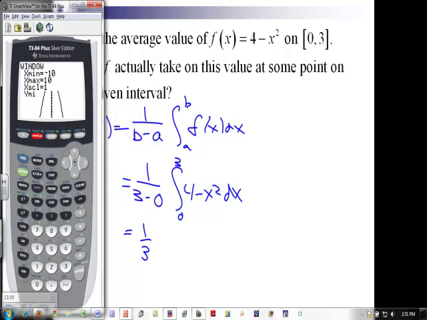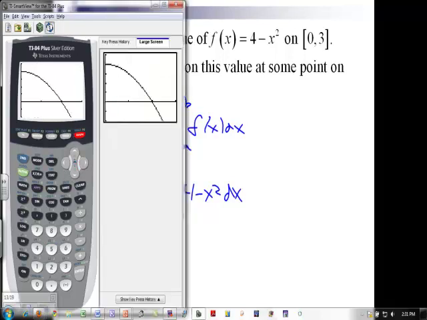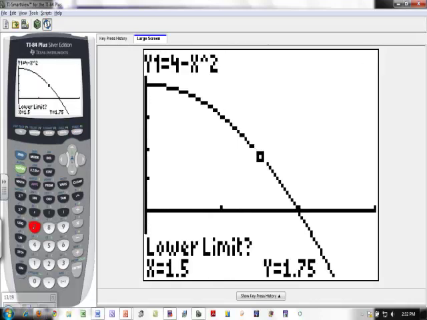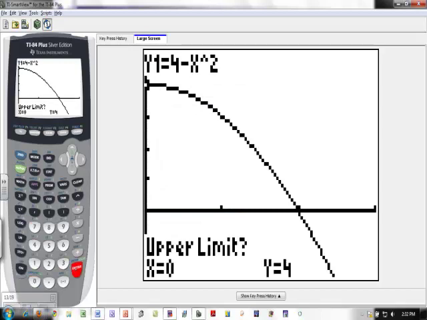Let me zoom in on just the area that I'm interested in, from 0 to 3. How about from -2 to about 5? So there's my function. Let's find the area under the curve for this function. Second, calc, option 7. My lower limit is 0. My upper limit is 3.